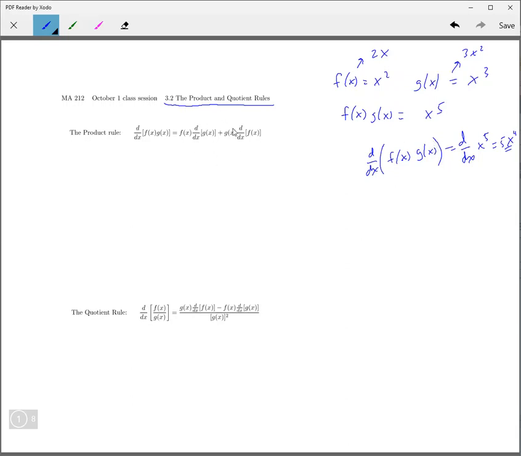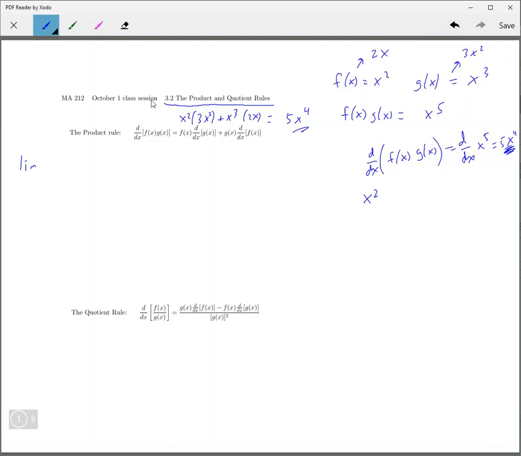But this is the correct way to do it. It's f of x times the derivative of g of x, that would be 3x squared, plus g of x, which is x cubed, times the derivative of f of x, which is going to be 2x. And that turns out to be 5x to the fourth, as that worked out. Okay, so now you might think, well, how does this work? Let me just give you a brief indication of how that works.